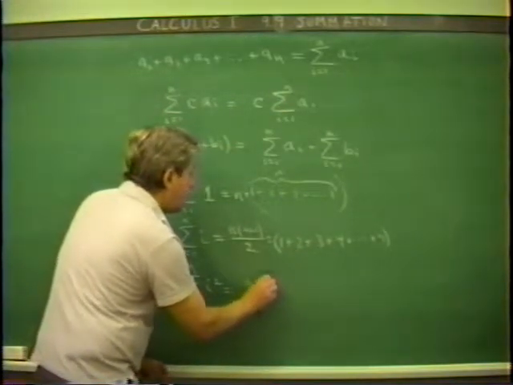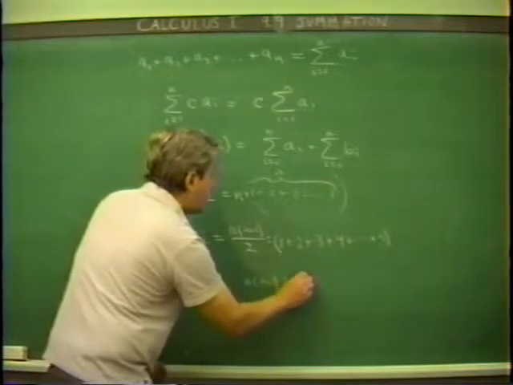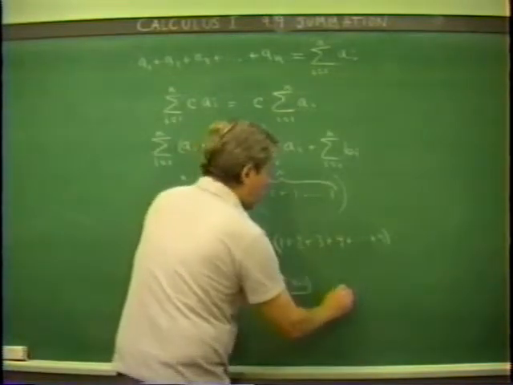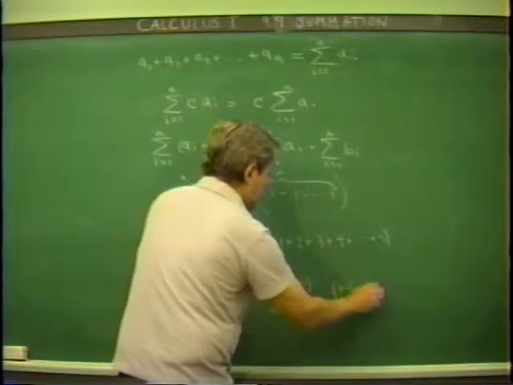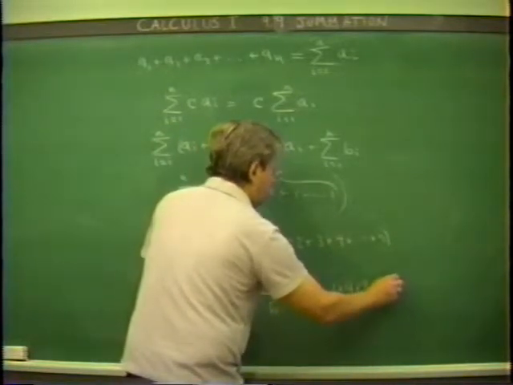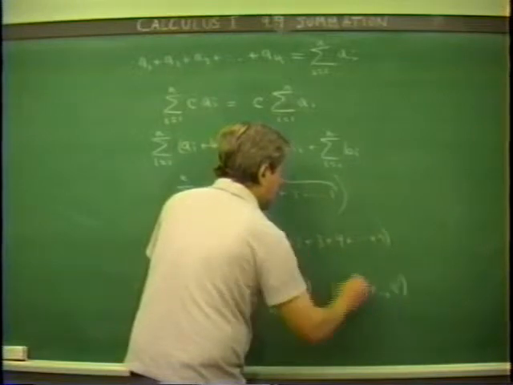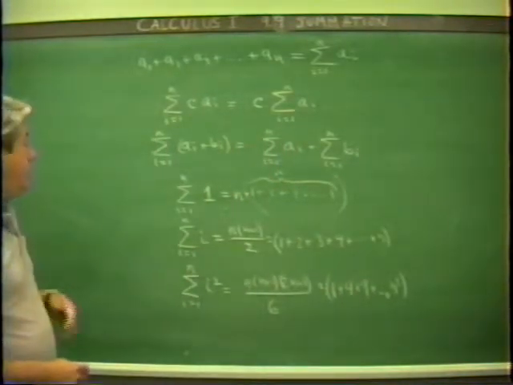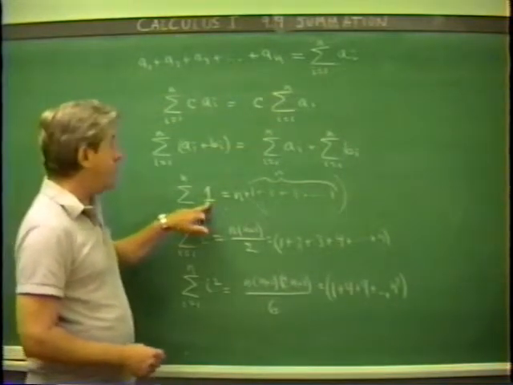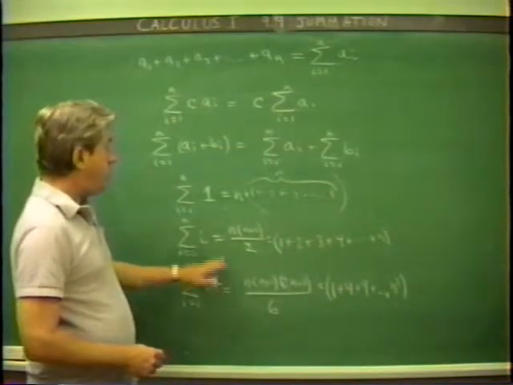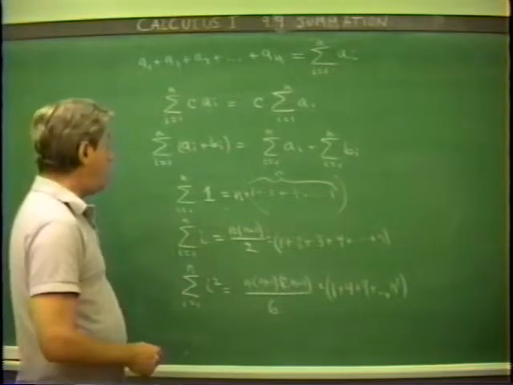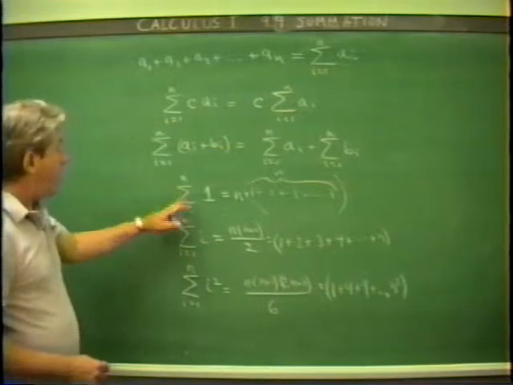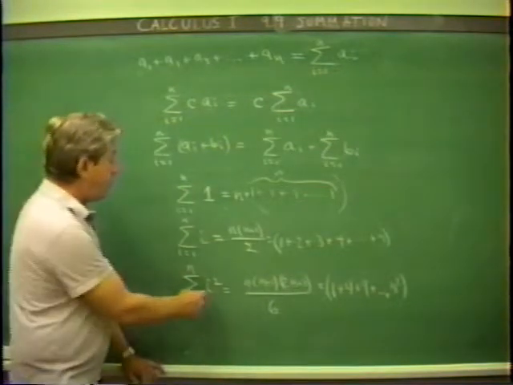The sum i equals 1 through n of i squared is equal to n times n plus 1 times 2n plus 1 divided by 6. This is 1 plus 4 plus 9 plus, and so forth, until you get up to n squared. You can show that this is the case by induction. I'm not going to go into the details of that.